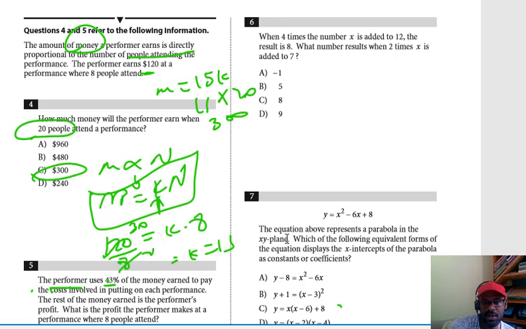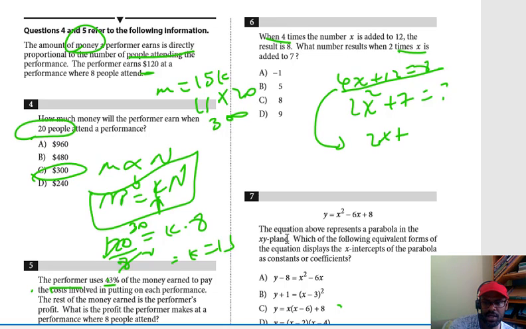Okay, when 4 times the number x is added to 12, the result is 8. What number results when 2 times x is added to 7? Okay, 2 times x plus 7. So we're asked to find that. The easiest thing is just to divide the whole by 2, and this goes to 2x plus 6 equals 4. Since what we need is 7, add 1 on both sides, so the value becomes 5.